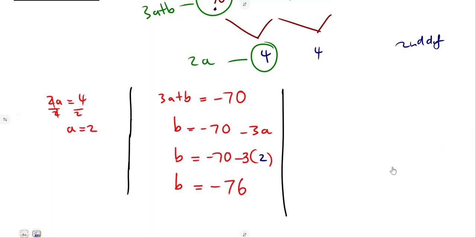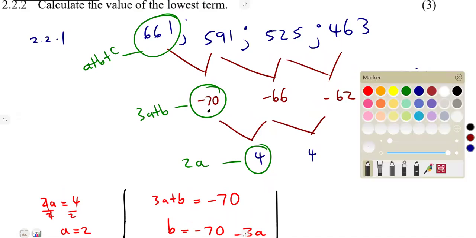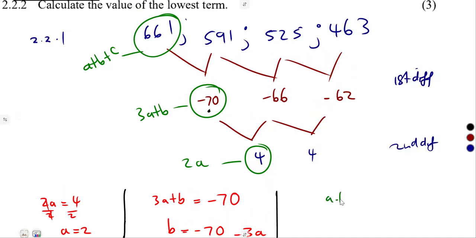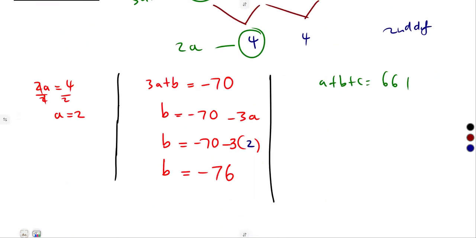Another one, from a plus b plus c, which is equal to 661. Let us find c from there. This simply means that c is equal to 661 minus a minus b. So 661 minus what is the value of a?